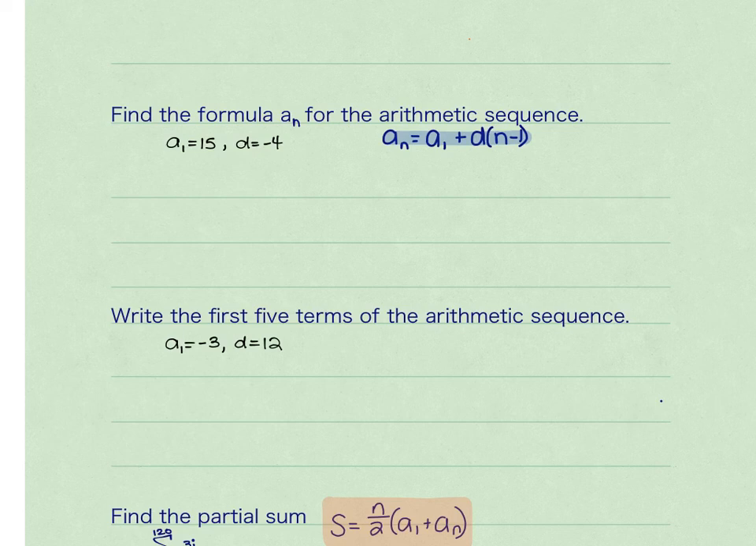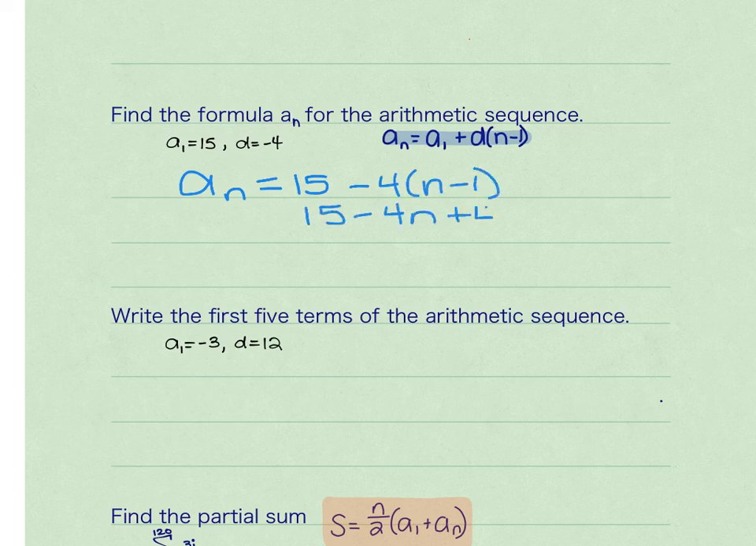To find the equation or the a sub n for arithmetic, it is a sub 1 plus d times n minus 1. So if I gave you a sub 1 is 15 and d is negative 4, this would be a sub n equals 15 minus 4 times n minus 1. And then you would distribute and combine your like terms.